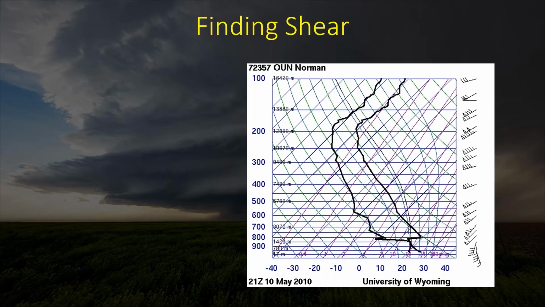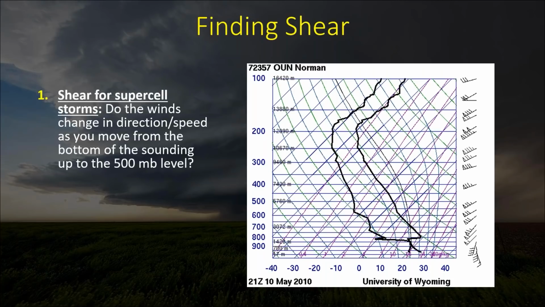And then the direction is basically just the direction that the wind barb is pointing towards. So Alex, if you hit next, the question that we like to ask to assess whether we will have supercells on any given day is, do the winds change in direction or speed as you move from the bottom of the sounding up to 500 millibars?